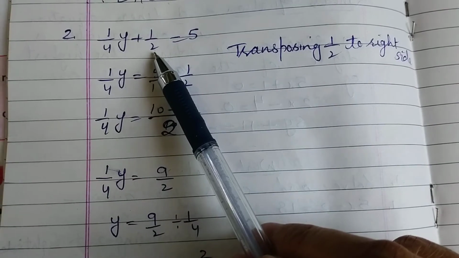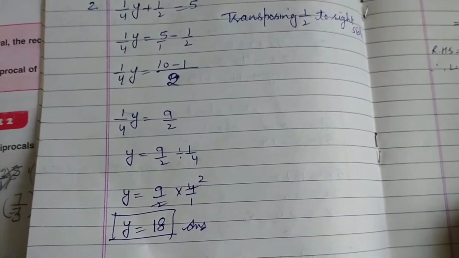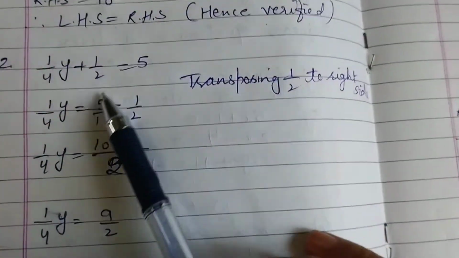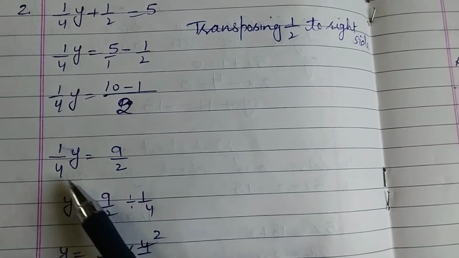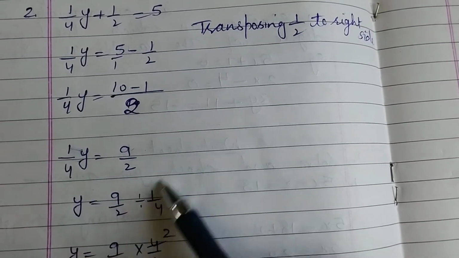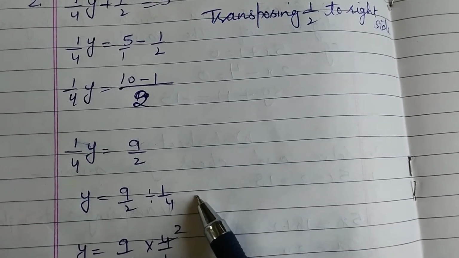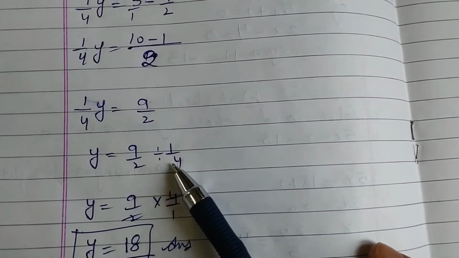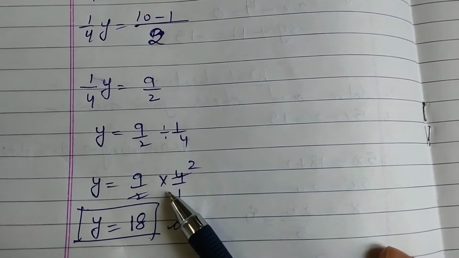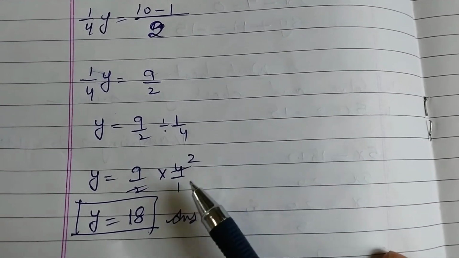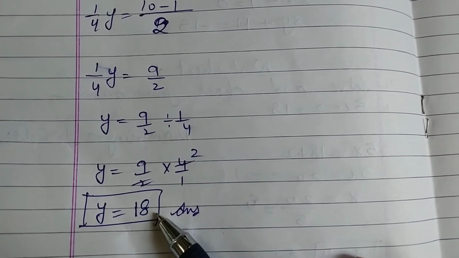Okay, same with question number 2: transposing 1/2 to the right side. Here it was positive, we will convert it into a minus sign. Now after taking LCM we can solve this. This is 9/2. Now this is in multiplication. Whenever we shift it to the right side, it will go with a division sign. Whenever we solve, the divide sign will convert into multiplication. We will write the reciprocal of this. After solving, y is equal to 18.